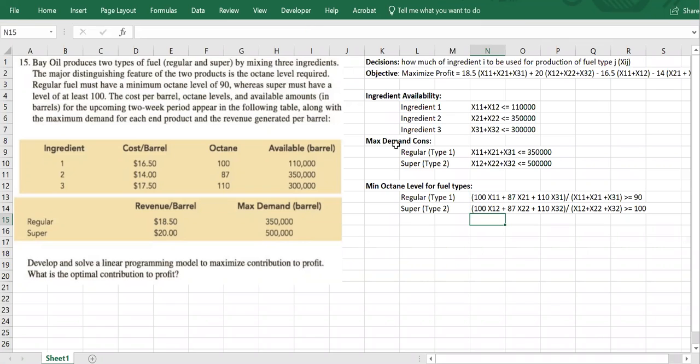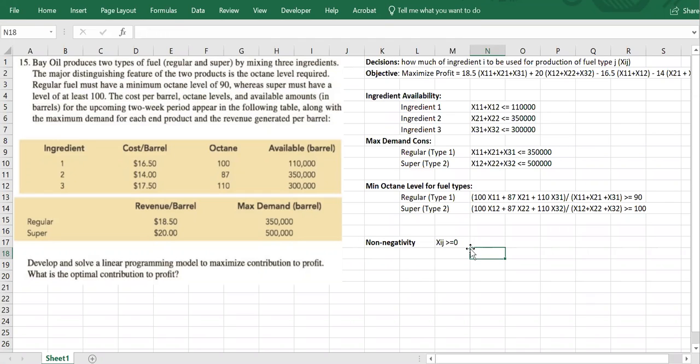All right. Everything looks almost ready. And then we have the non-negativity, which simply says all xij should be greater than or equal to 0. The amount that you use from each ingredient toward production of each fuel type cannot be negative. I mean, it can be 0, but it can't be negative.